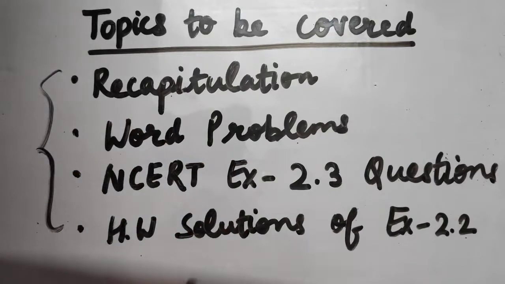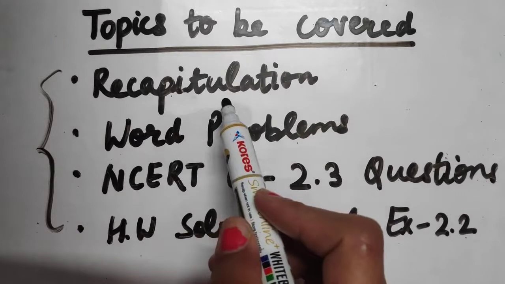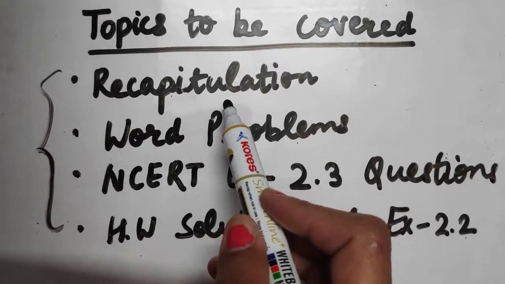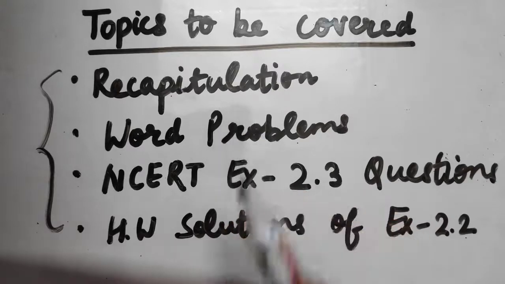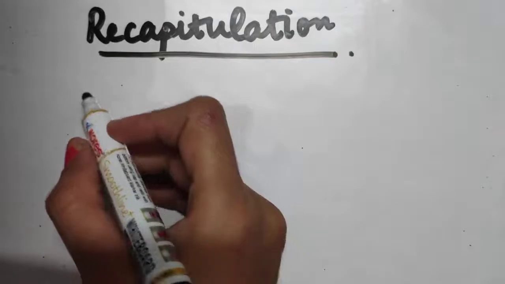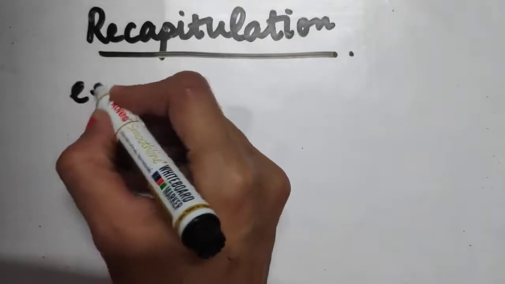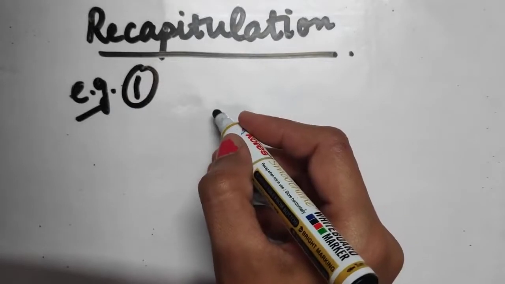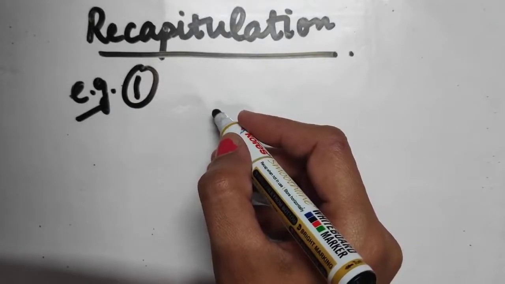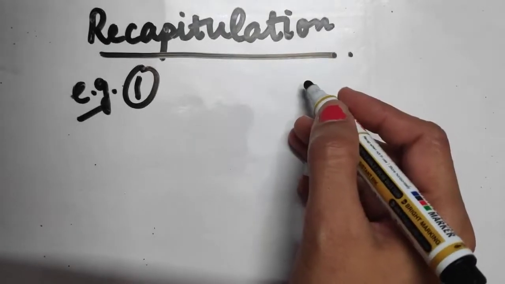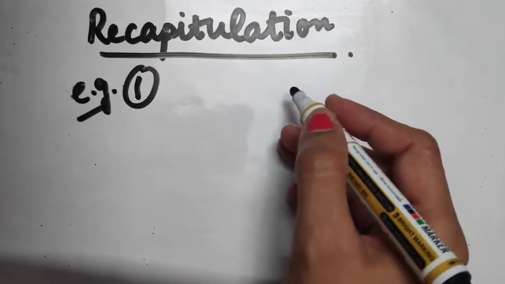So, let us get started first of all with the recapitulation of the concept of solving equations having the variables on both the sides. Let us recapitulate with the help of a few examples. The very first example I am taking is: solve the following equations and check the solutions. We are supposed to solve the equations and verify whether our answer is correct or not.